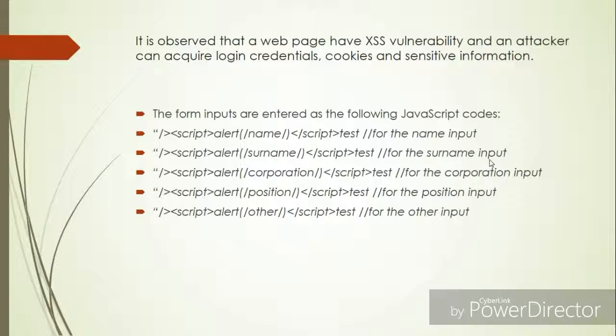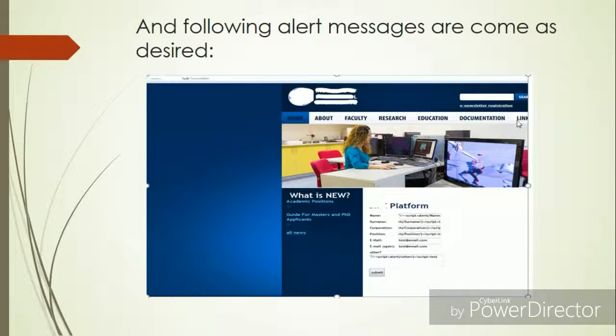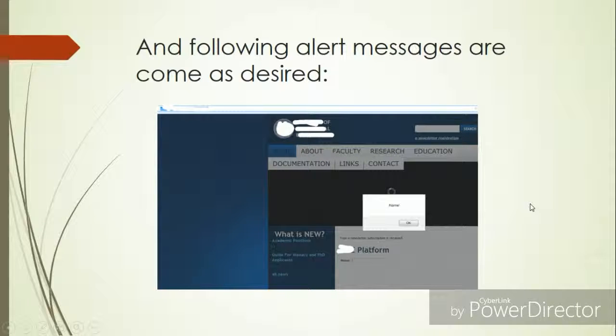There were 5 inputs and they were replaced with these JavaScript codes: script alert name, surname, corporation, position, and other. As you see here, name, surname, corporation, position, email, and my JavaScript codes. And the following alert messages come as desired. I showed just one, and I alerted the name parameter. If I want, I can inject malicious code instead of these alert messages.